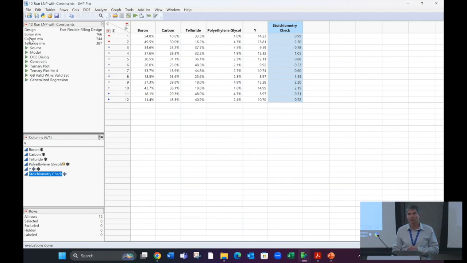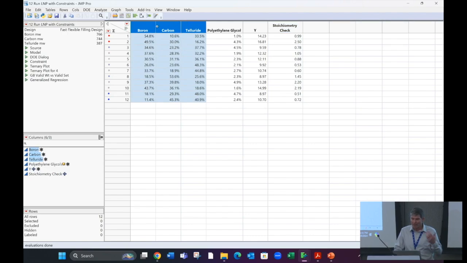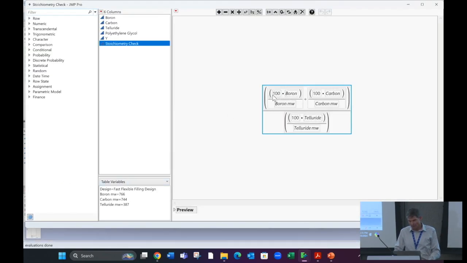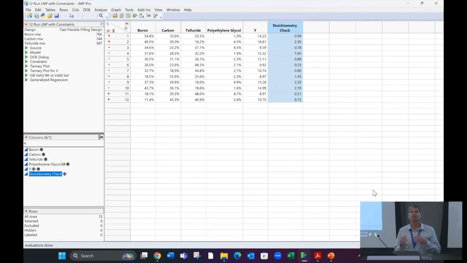So this is a thing that I have up here. These are table variables. These are the molecular weights of boron, carbon, and telluride. So all 3 of these, when we mix them together, we have to be aware of how the weights come in. And that's what the stoichiometry is doing. So if I were to look at the stoichiometry, I would see that it's really the boron divided by its molecular weight plus the carbon divided by its molecular weight all over the telluride. So that stoichiometry is a constraint. So not only do I have the constraint that everything must sum to 1, I've also got another constraint in here based on the stoichiometry.